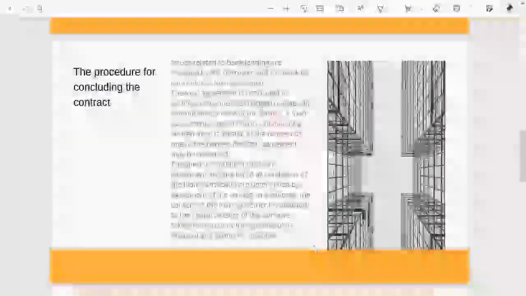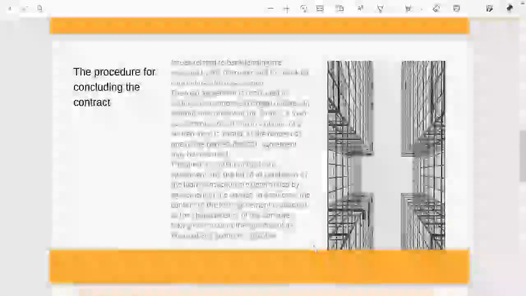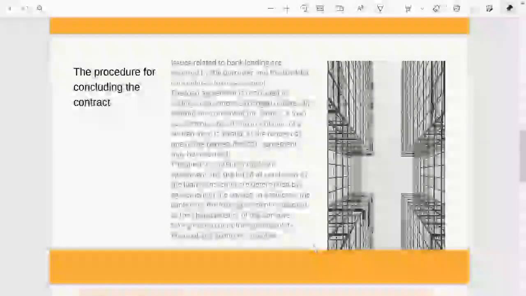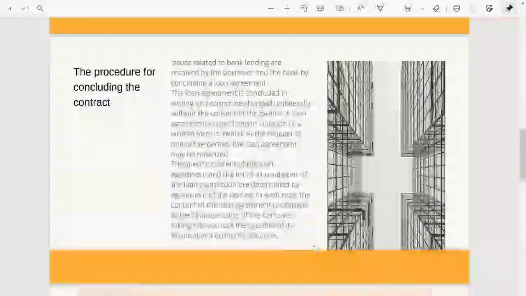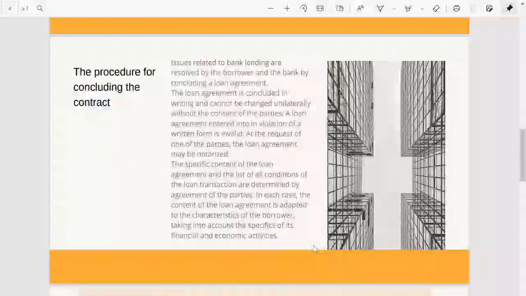The procedure for concluding the contract. Issues related to bank lending are resolved by the borrower and the bank by concluding a loan agreement. The loan agreement is concluded in writing and cannot be changed unilaterally without the consent of the parties. A loan agreement entered into in violation of a written form is invalid. At the request of one of the parties, the loan agreement may be notarized.